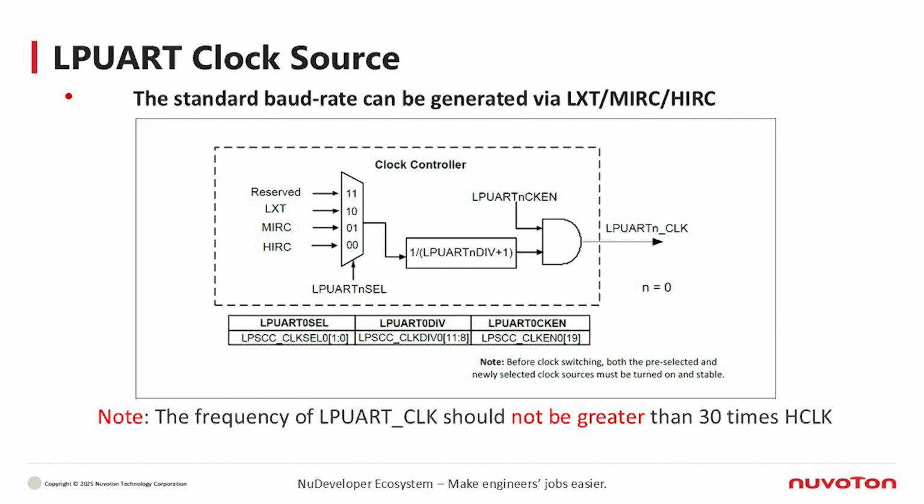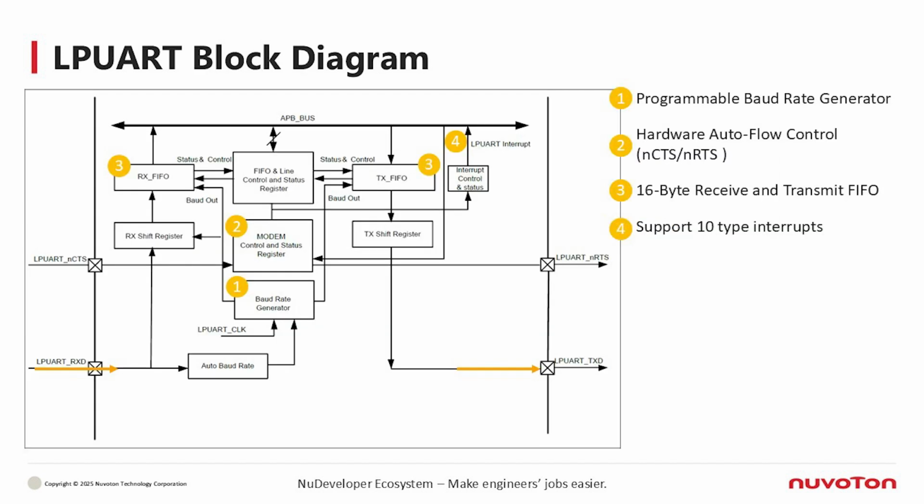For the Low Power UART, the clock source can be selected from LXT, MIRC, or HIRC. One thing to keep in mind is that the Low Power UART clock frequency must not exceed 30 times the HCLK frequency. So when you're choosing the clock source and setting the system clock, make sure this ratio stays within the allowed range. Now let's take a look at the block diagram.